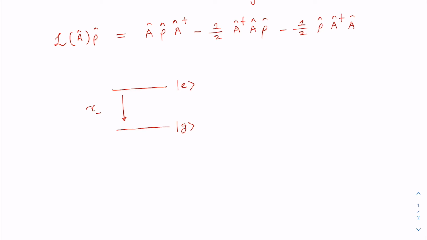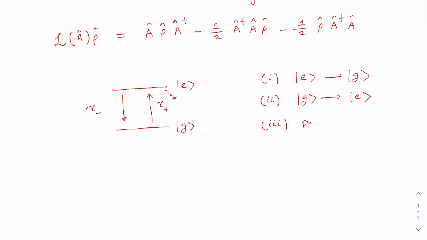So this process refers to emission. And there is also a process where transition can occur from the ground state to the excited state, and that rate of occurrence is say gamma plus. So this is also a process we have. And finally, in addition to all these things, we have pure dephasing, and that happens at the rate say gamma phi.